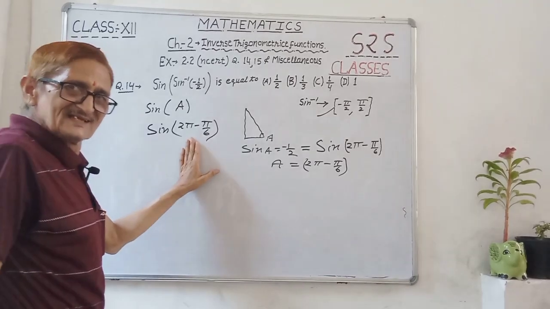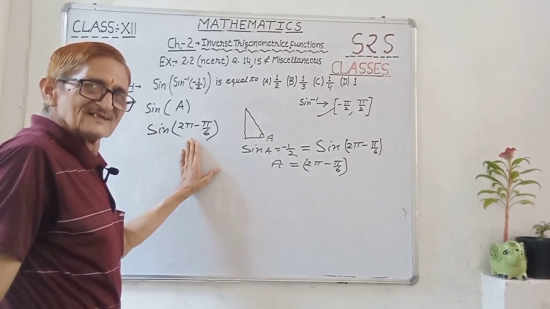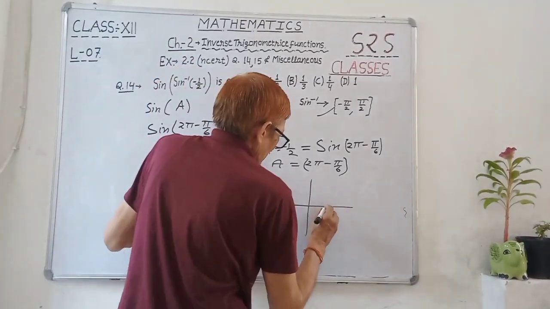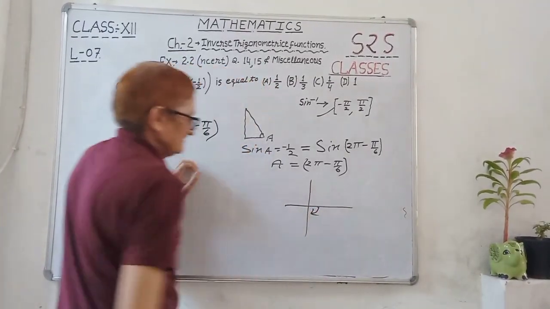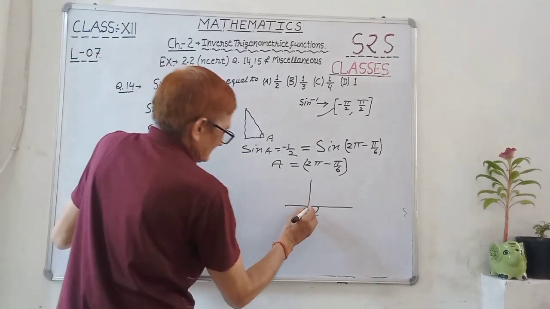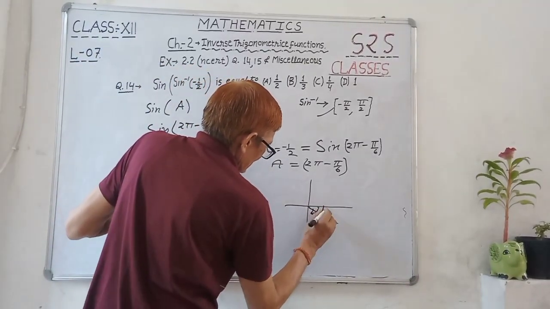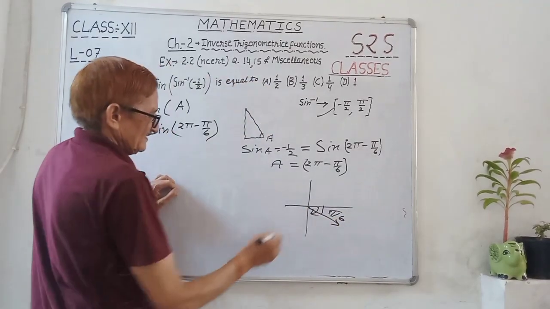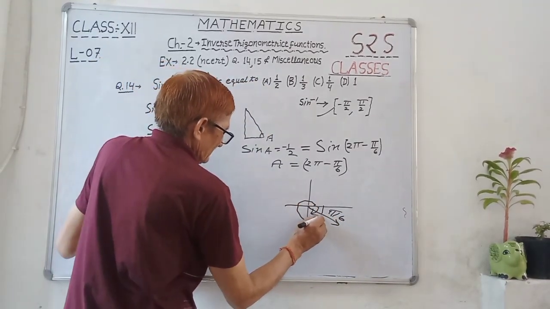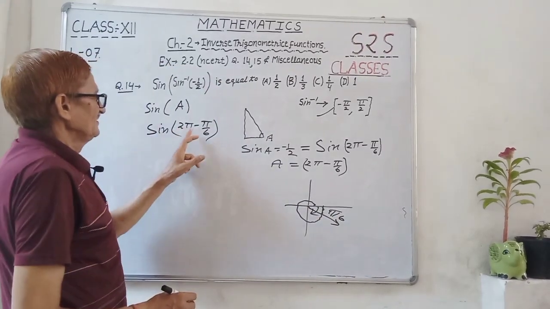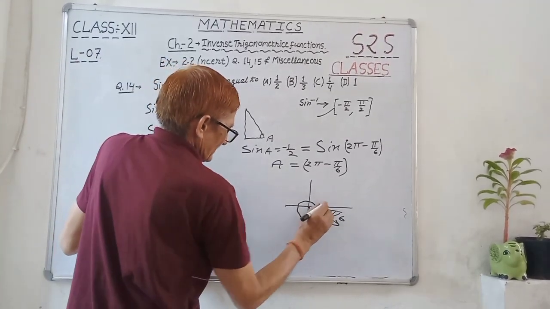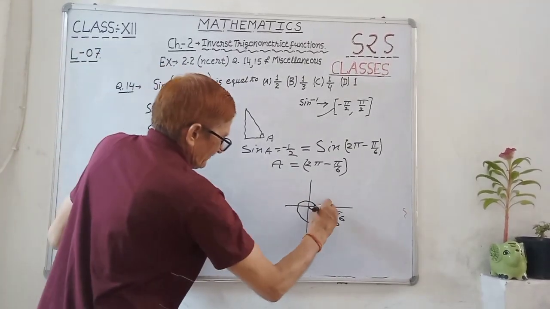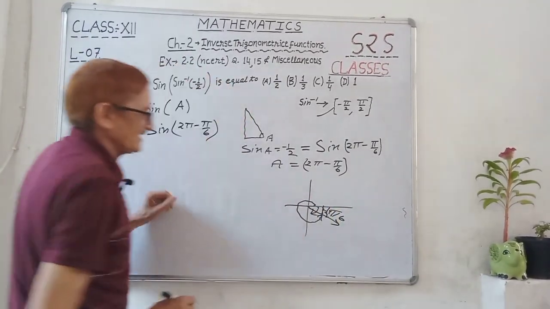So how can we write it in range? It is in the fourth quadrant. You can see from this side, it is 2 pi minus theta, where theta is pi by 6. This full angle is 2 pi minus pi by 6. If we read this angle from the back side, it will be minus pi by 6.